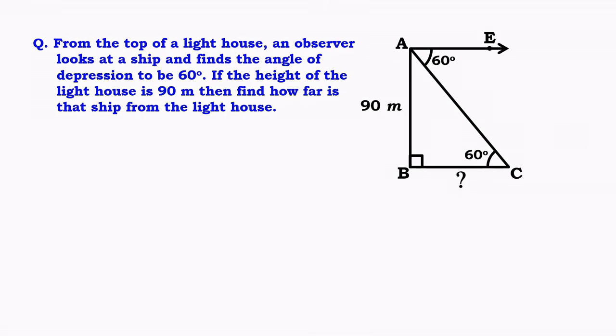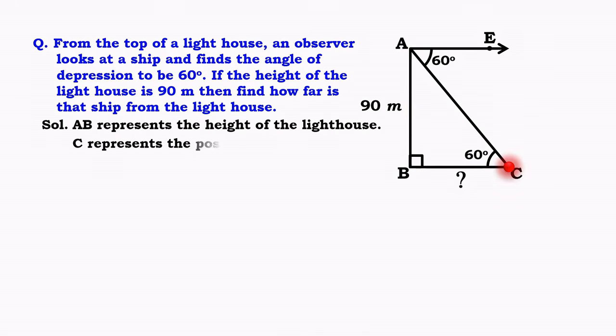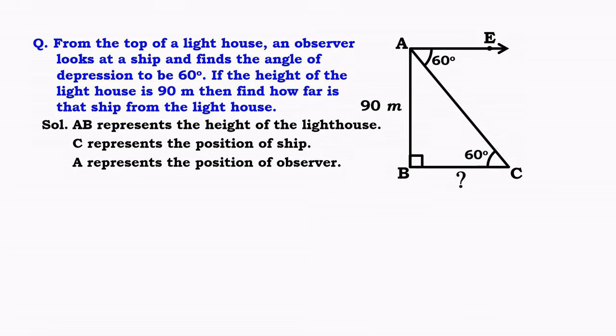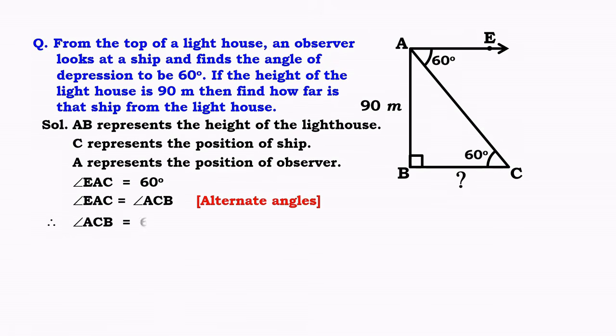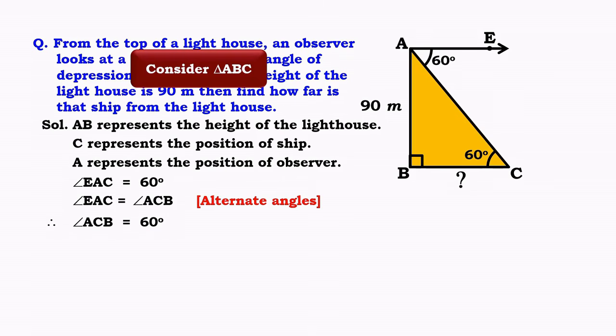Now, let us consider triangle ABC. Here, AB represents the height of the lighthouse. C represents the position of the ship. And A represents the position of the observer. We are given that angle EAC is equal to 60 degrees. Since AE is parallel to BC, angle EAC and angle ACB are alternate angles. Therefore, angle ACB is also equal to 60 degrees.